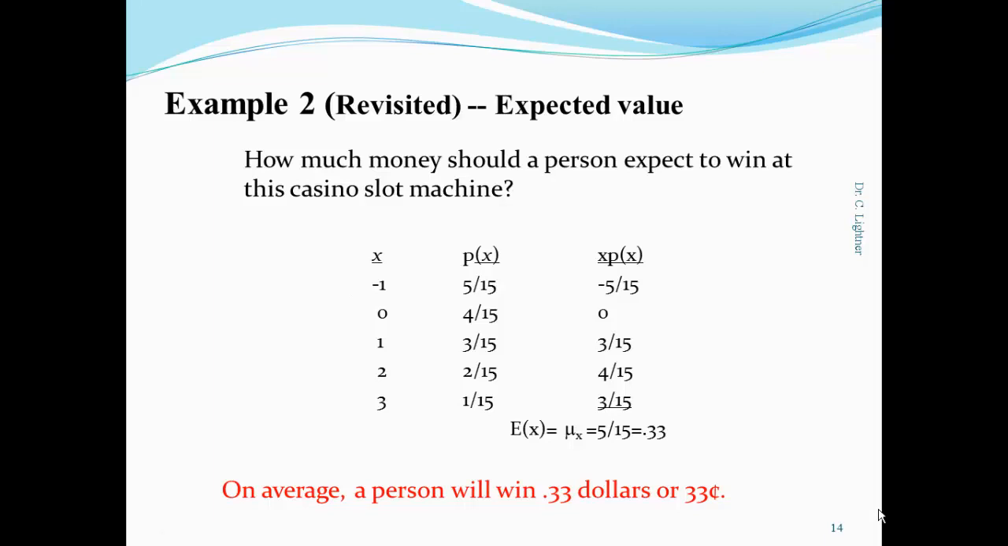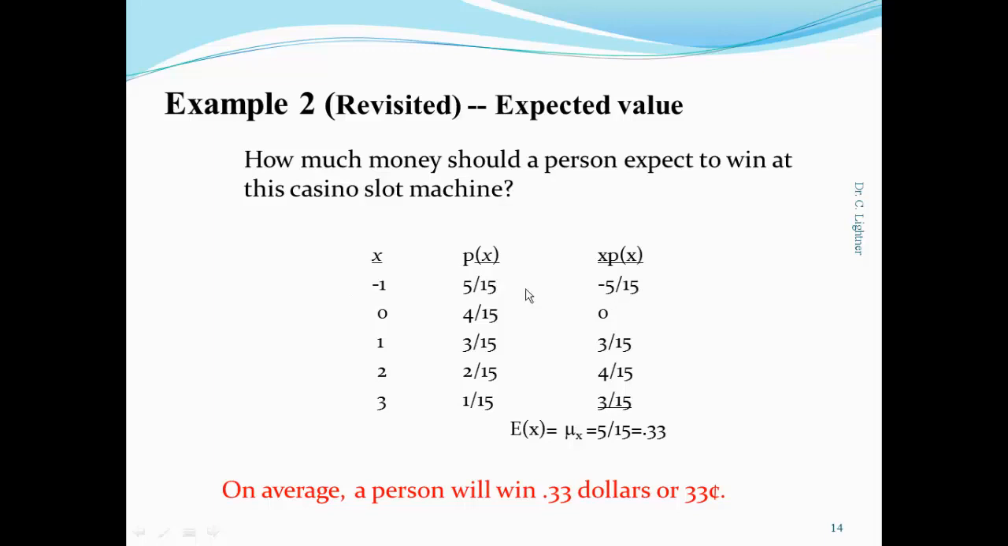For example 2, how much money should a person expect to win at this casino slot machine? In order to answer this question, we must compute the expected value for this random variable. We do this by setting up the table and putting our x values in the first column, our p of x values in the second column, and we set up the heading x times p of x for the third column.